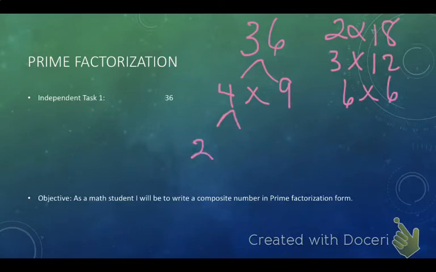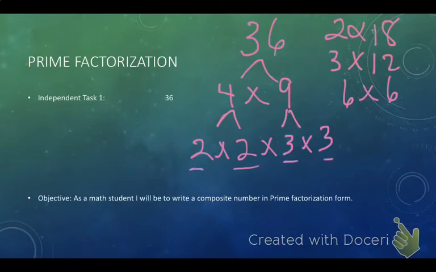But 4 is 2 times 2, and 9 is 3 times 3. 4 and 9 are composite, not prime. So here's our answer, 2, 2, 3, 3. How many 2's do we have? 2. How many 3's do we have? 2. All right, so we have 2 squared times 3 squared. There we go.